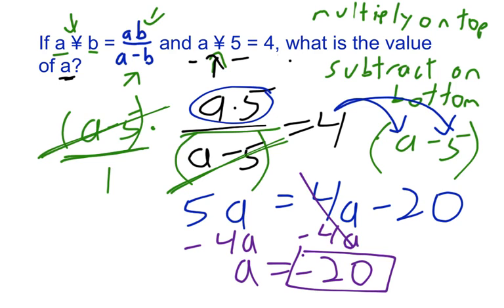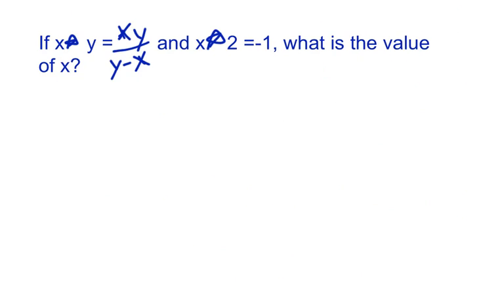Alright, I'm going to give you guys one to try on your own, and then check it with me. Here's your question. Go ahead and pause the video and try it on your own. So if x star y equals xy over y minus x, and x star 2 equals negative 1, what's the value of x?